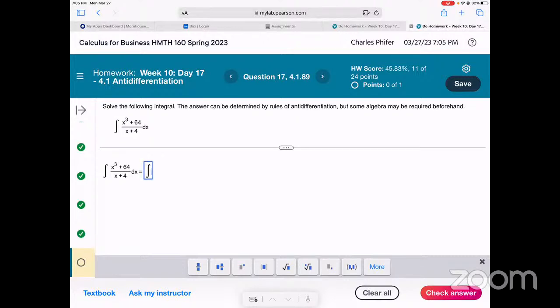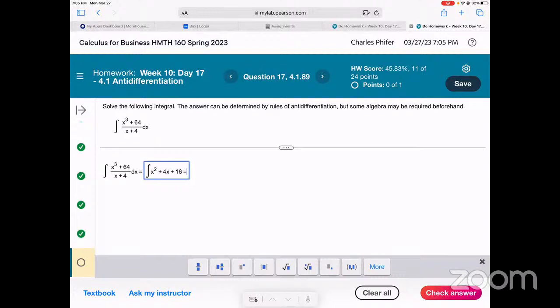So then, let me think about it. It's going to be what? X squared plus what? 4x plus 16, right? That's what's left over after you cancel. It should be dx, just for the sake of time. I'm just going to go with this.